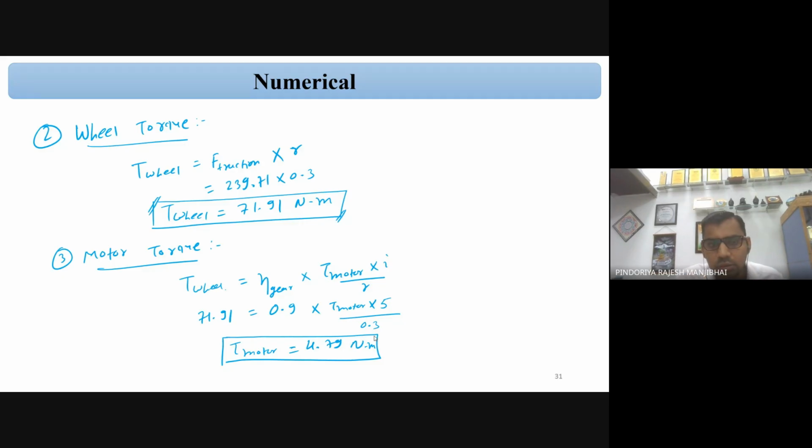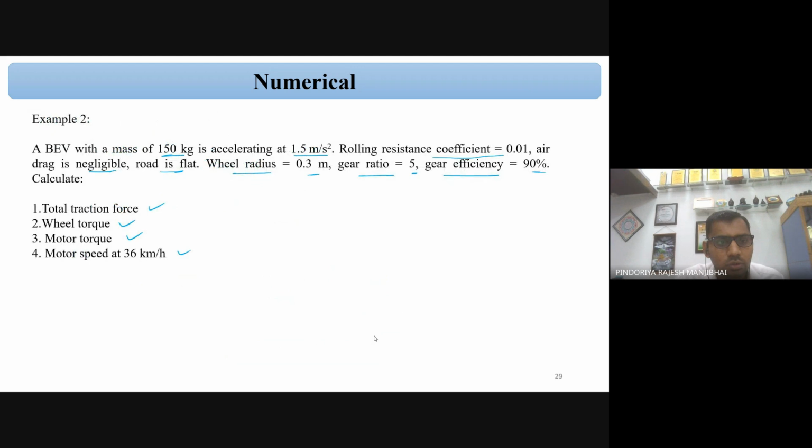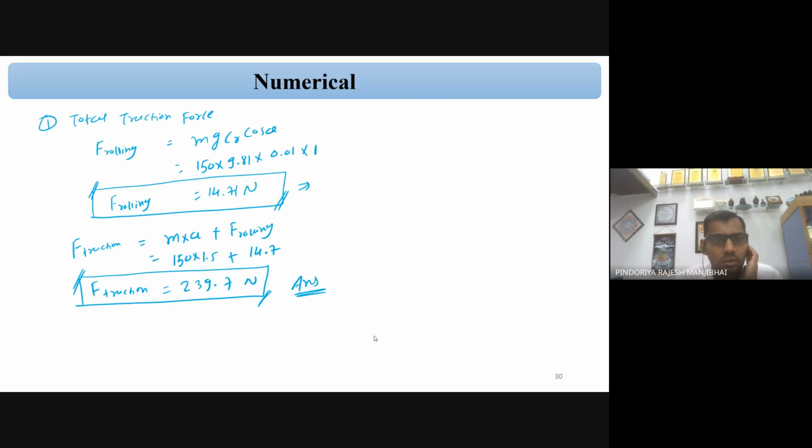Correct? And the last one is the motor speed. So how do we calculate the motor speed?